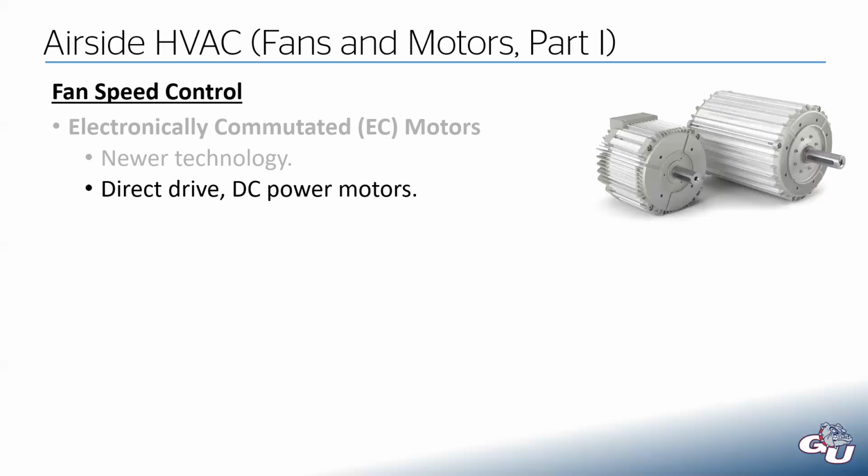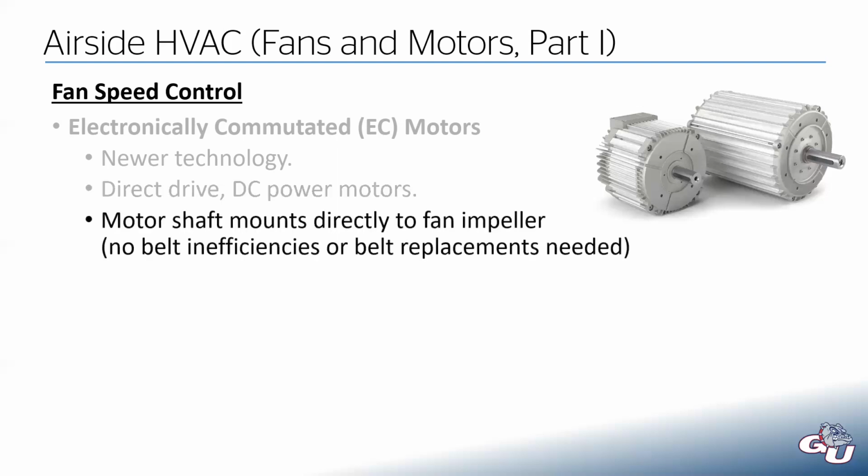So these are direct drive motors, and they're DC power as well. So they're taking AC power because that's how we power everything, but built into the motor is a converter in order to turn that into DC power. So the motor shaft mounts directly to the impeller, like I stated, which from an efficiency standpoint, that means that you're not going to have any of the inefficiencies associated with using belts. And from a maintenance perspective, now you don't have to worry about replacing those belts when they fail. So that's a nice little bonus.